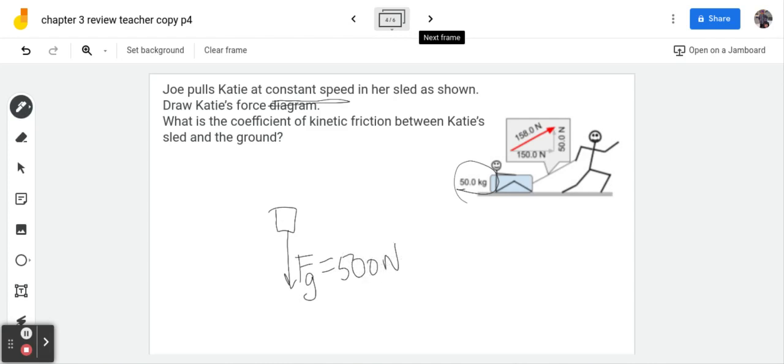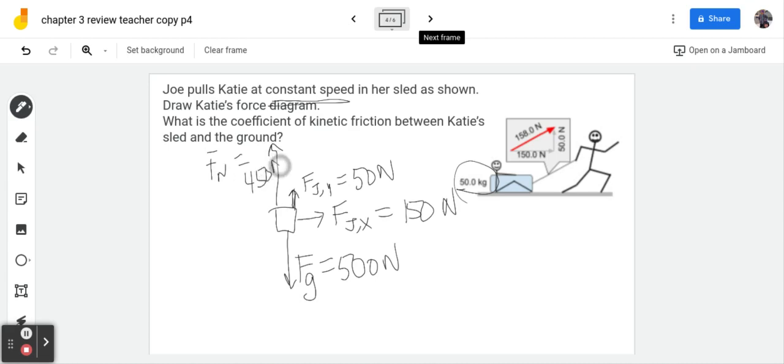I'm going to write it in my givens. So I've got force of Joe in the x direction, Fj x is 150. Force of Joe in the y direction is 50. Which means that the normal force is 500 minus 50. So normal force equals 450.